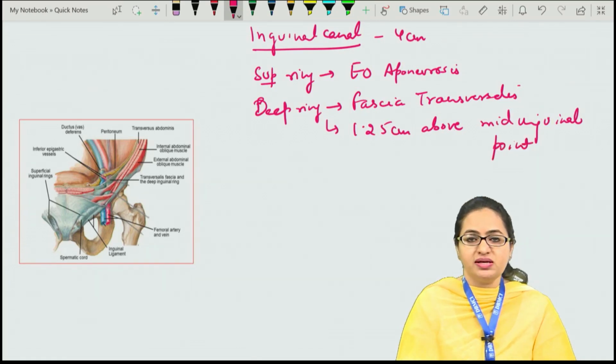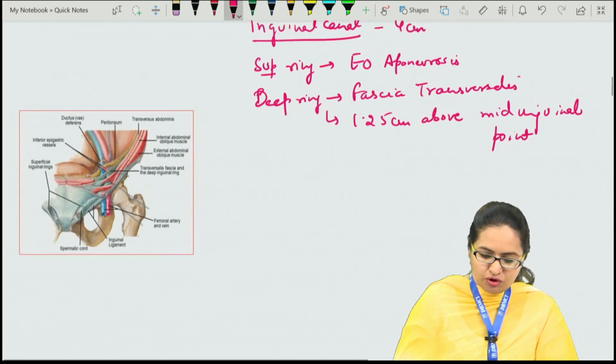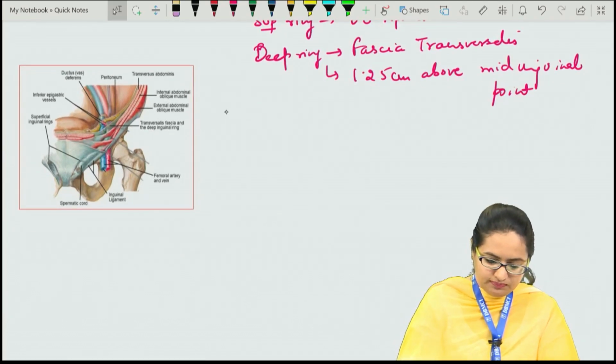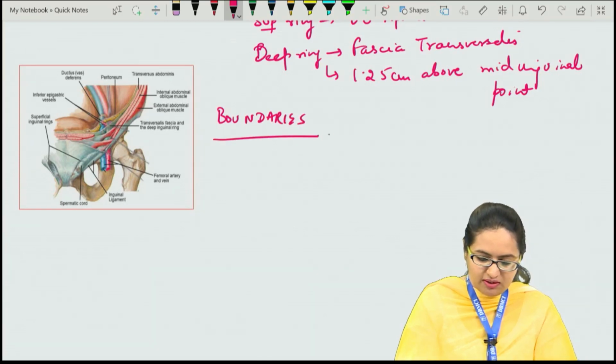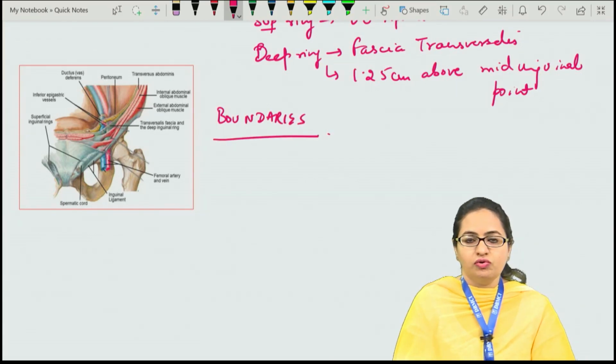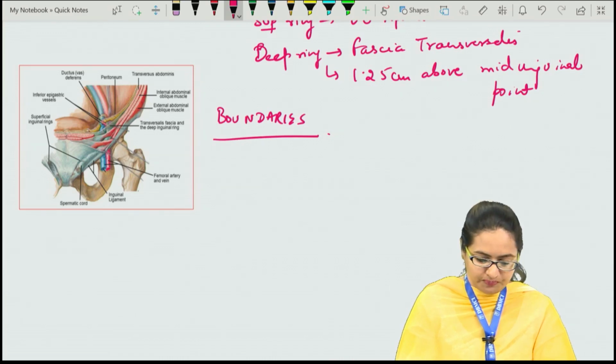Now the structures which pass through the inguinal canal include the spermatic cord in males and the round ligament of the uterus in females, which pass through the whole extent of the inguinal canal. Apart from this, one nerve is passing, that is the ilioinguinal nerve. Now when we talk about the boundaries of this inguinal canal, there are structures which will be forming the anterior wall, posterior wall, roof and the floor.